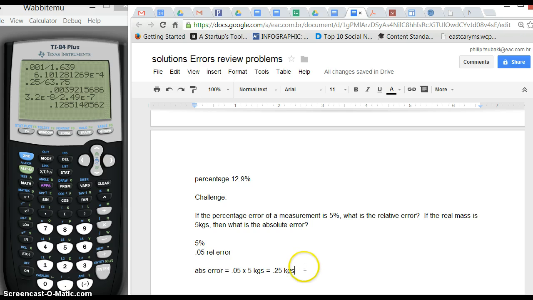And we can check that by doing everything backwards. If the absolute error is 0.25 kilograms, then the relative error would be 0.25 kilograms divided by 5 kilograms, and that would give us 0.05, and that's correct. Okay, and 0.05 relative error is equal to 5% percentage error. So that's right.